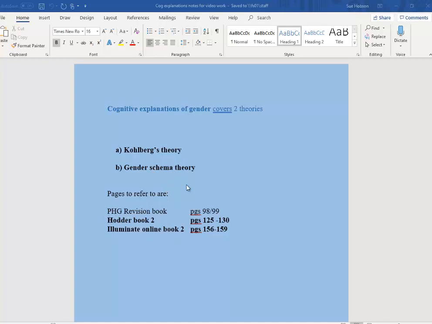And these are the page references that we use. These are the books and resources that we use. PhG is the pink-haired girl revision book. That's the Illuminate book. This is the online. There's the hard copy, and there's Hodder. Okay, what do we need to know?